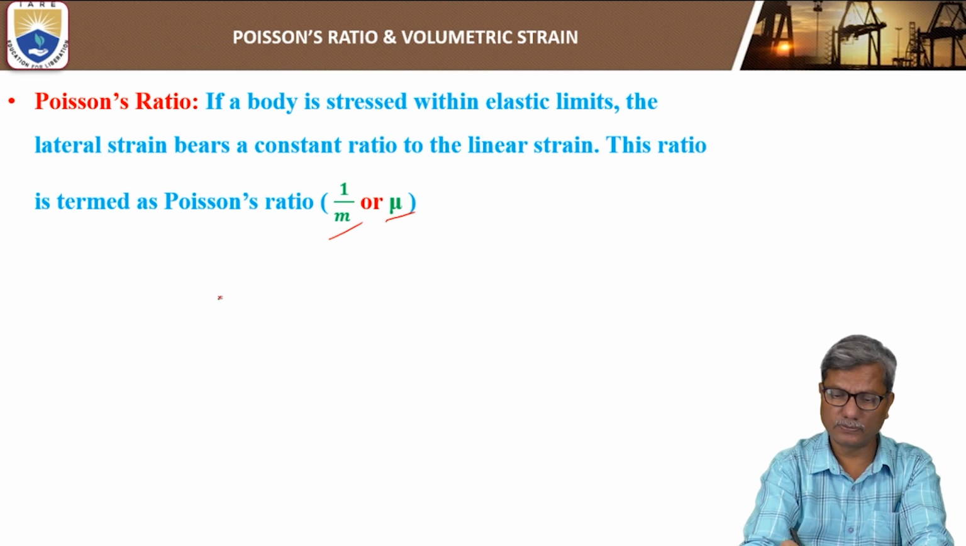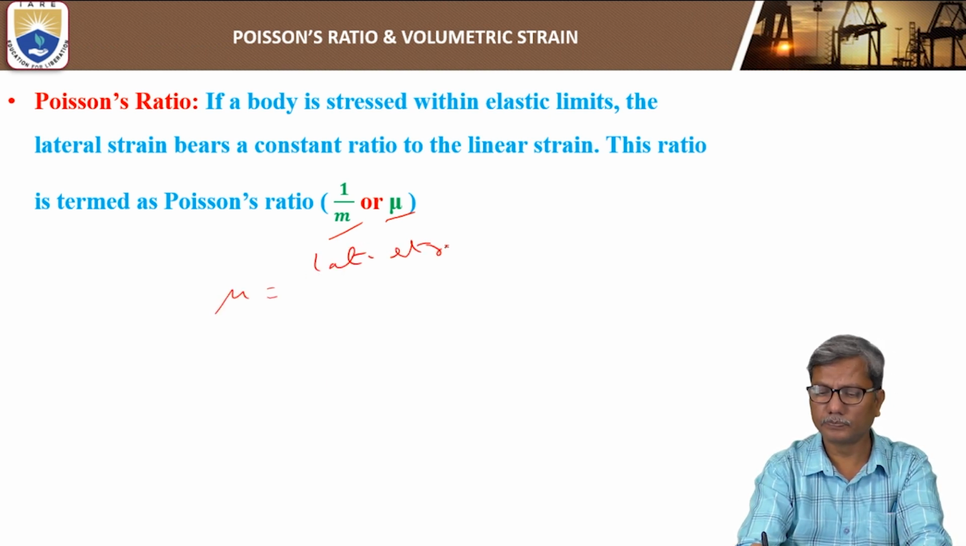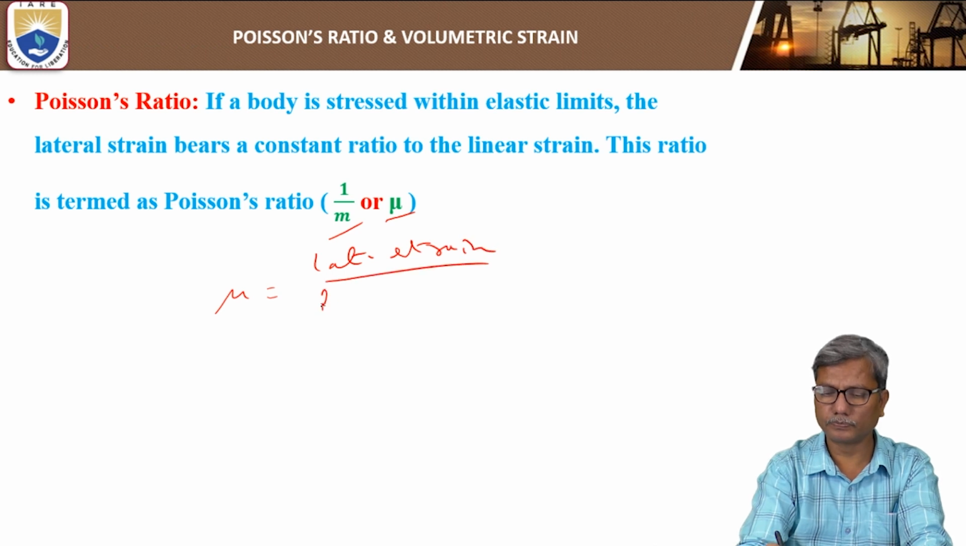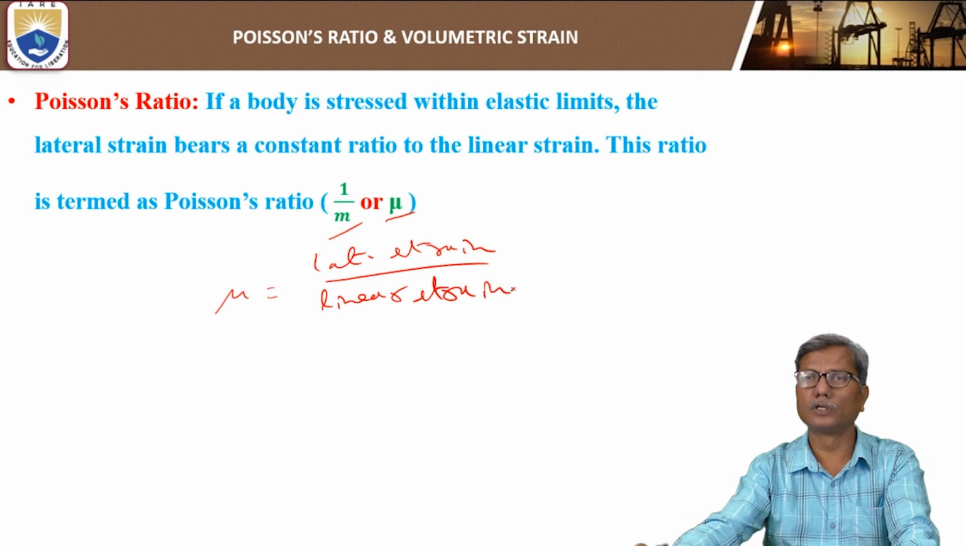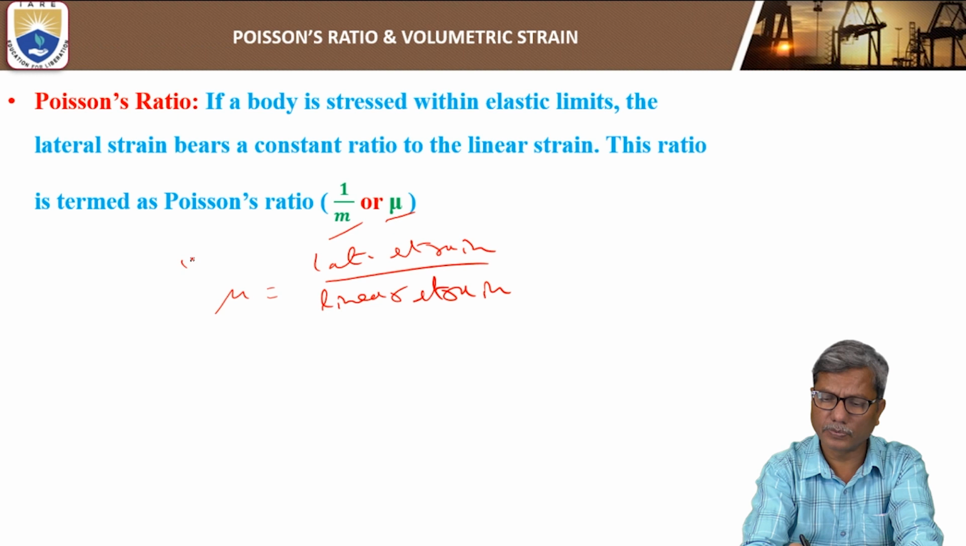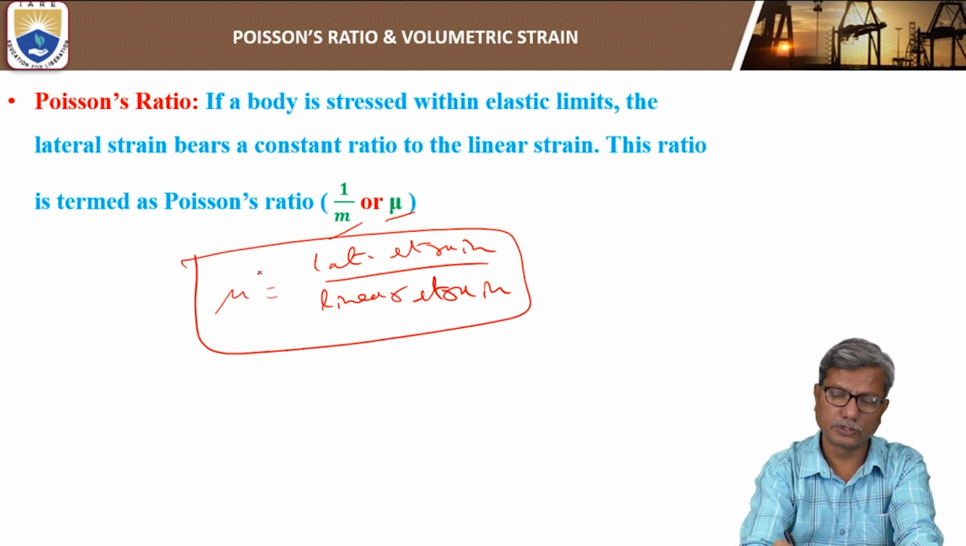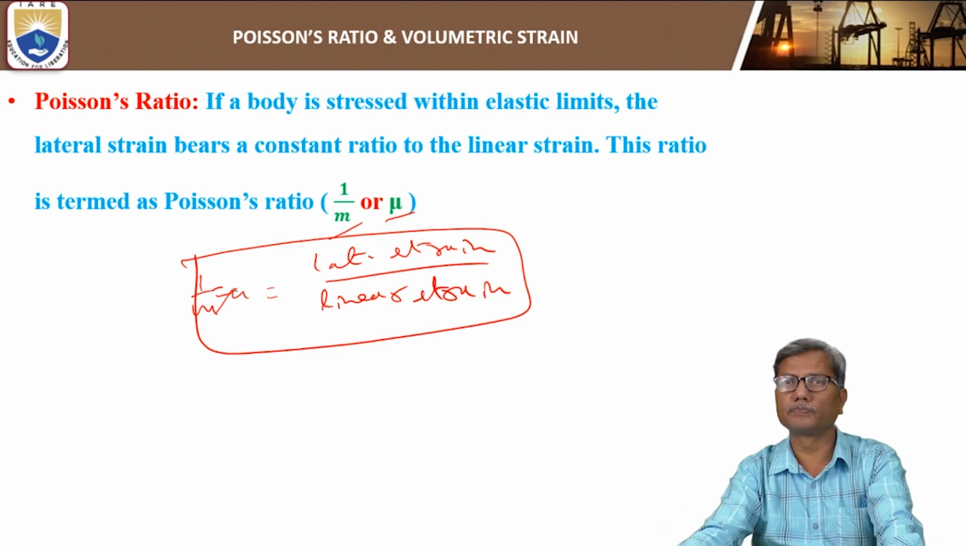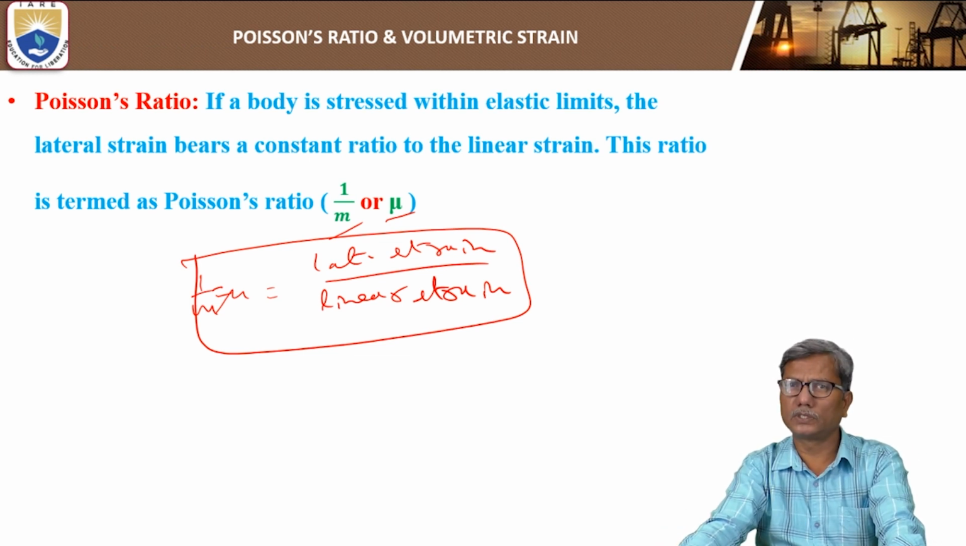Poisson's ratio is represented by letter mu or 1 by m, which is the ratio of lateral strain to linear strain. This is also represented by 1 by m. 1 by m is equal to lateral strain by linear strain.